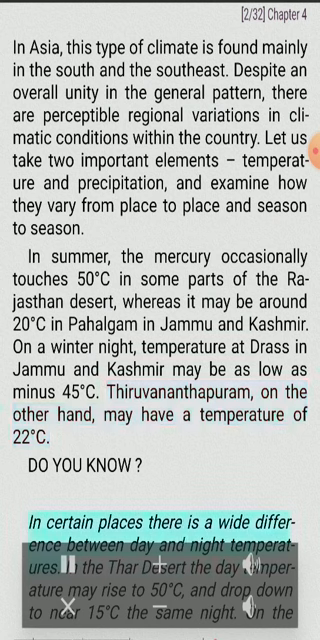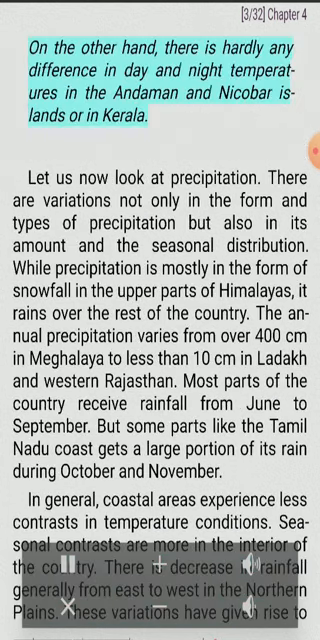Do you know? In certain places there is a wide difference between day and night temperatures. In the Thar Desert the day temperature may rise to 50 degrees Celsius, and drop down to near 15 degrees Celsius the same night. On the other hand, there is hardly any difference in day and night temperatures in the Andaman and Nicobar Islands or in Kerala. Let us now look at precipitation.